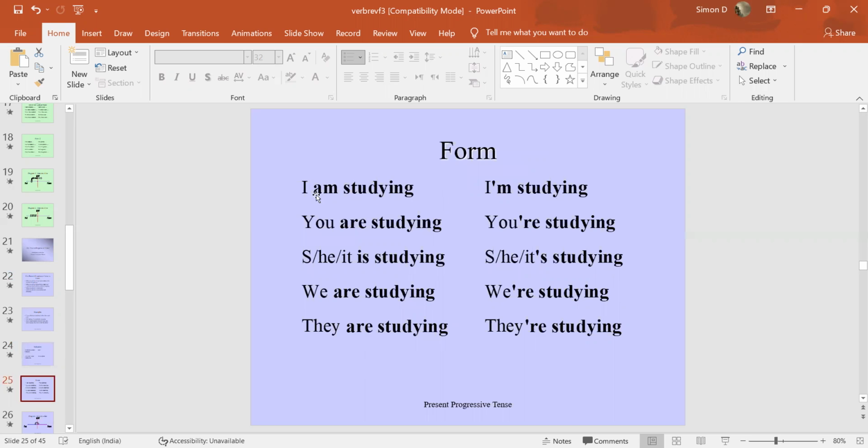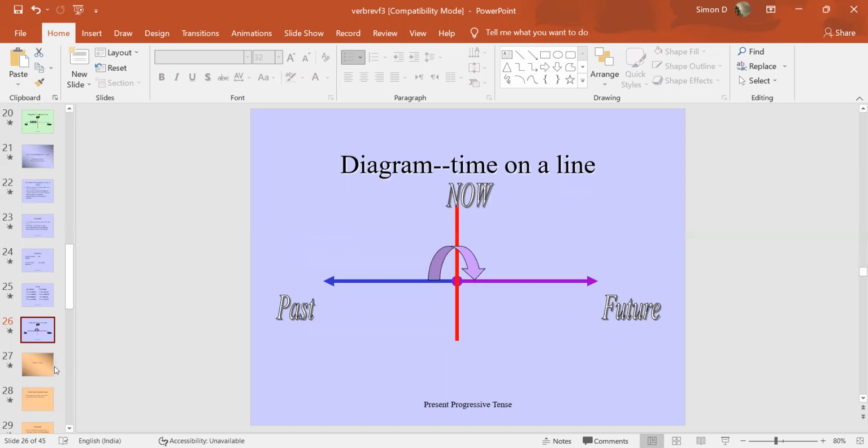So I am studying for that. It's for studying, actually. Because it's continuous and happening during now, it is represented like this in a diagram over here. See, this is how it happens when it comes to present continuous, guys.